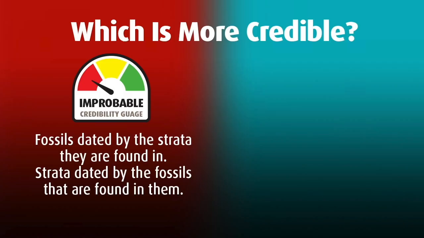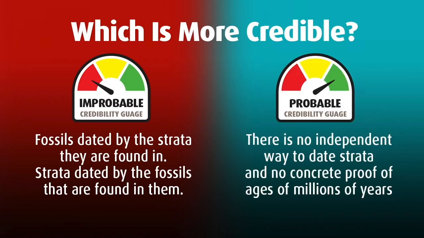So which one is more credible? Fossils are dated by the strata that they're found in. Strata are dated by the fossils that are found in them. No, that's patently circular reasoning and cannot hold up. Or there is no independent way to date strata and no concrete proof of ages of millions of years. That one actually is more credible.